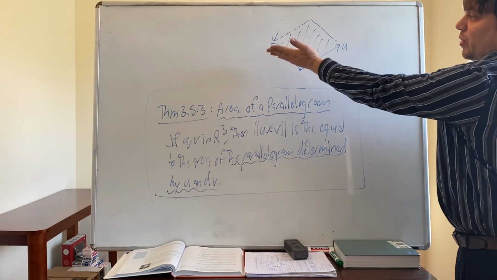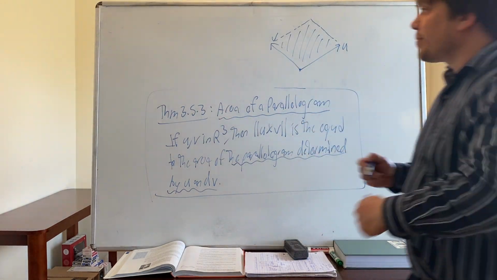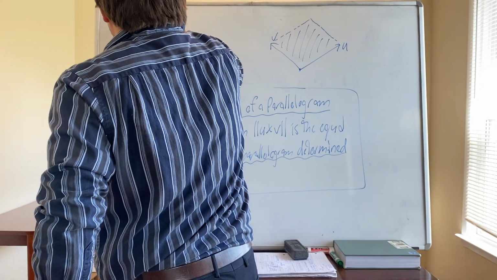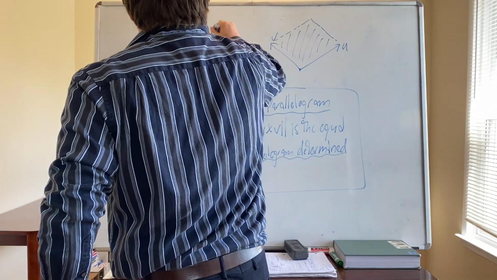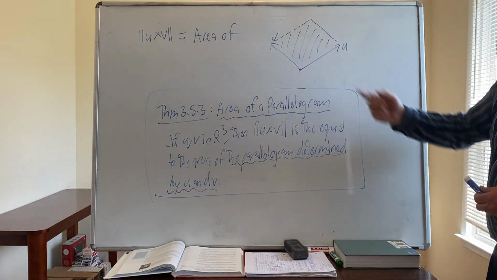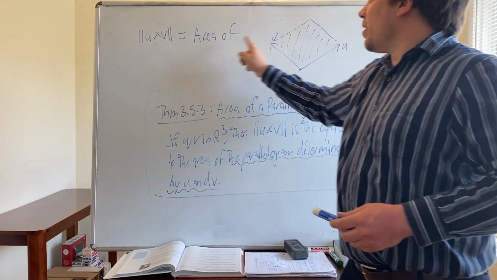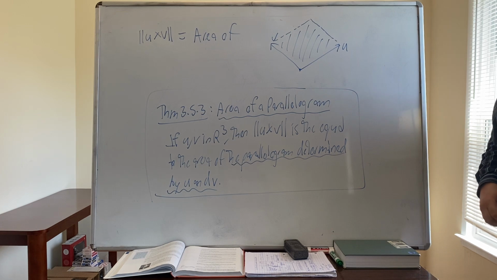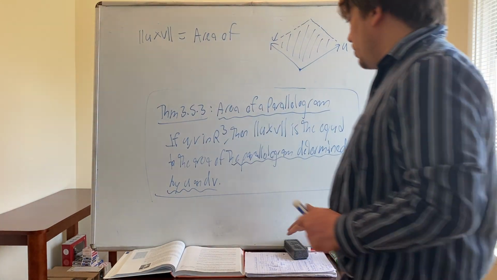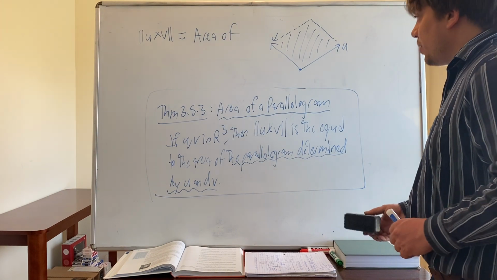So you have this parallelogram determined by u and v, and the norm of u cross v is just the area of that parallelogram. The norm of u cross v is equal to the area of the parallelogram determined by those vectors u and v. Pretty simple, the theorem. Okay, let's do a calculation.